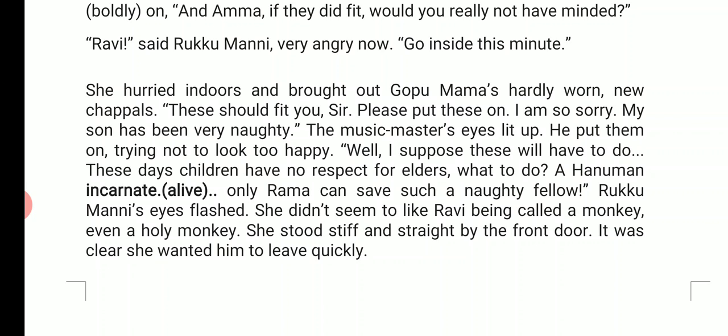Rukmini's eyes flashed. She didn't seem to like Ravi being called a monkey, even a holy monkey. So when the music master was comparing Ravi with the monkey, Rukmani did not like it, even if it was Hanuman, that is a god or holy monkey. She stood stiff and straight by the front door. It was clear that she wanted him to leave quickly. She was standing near the door looking at it, which means she wanted the music master to leave that place immediately.